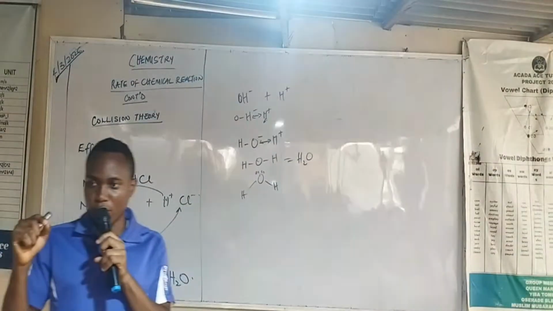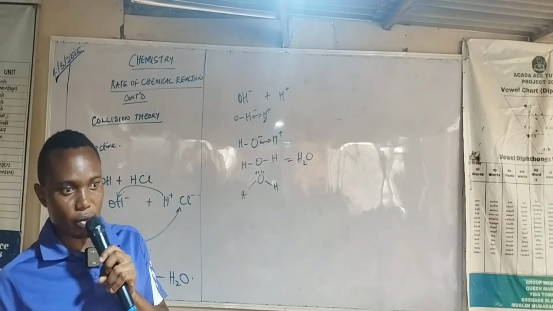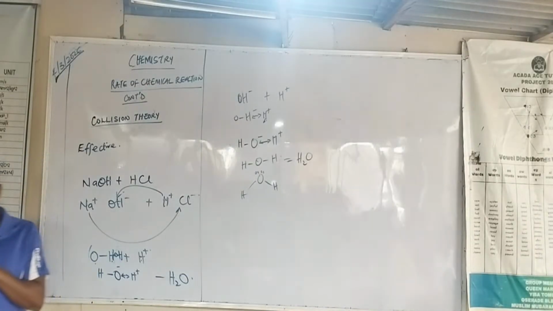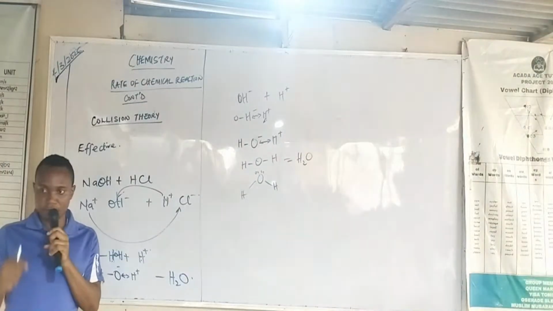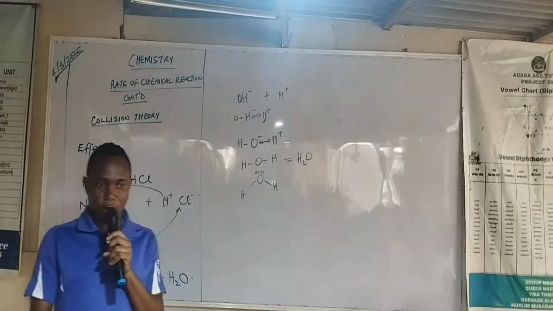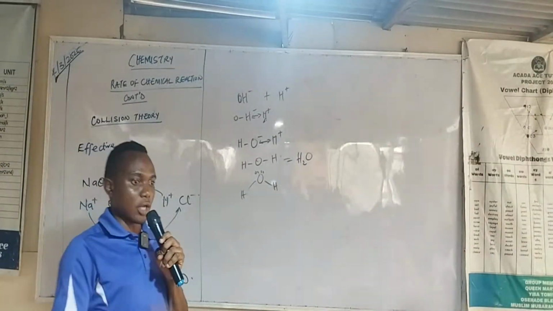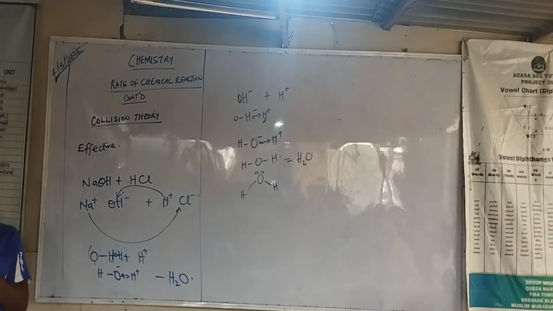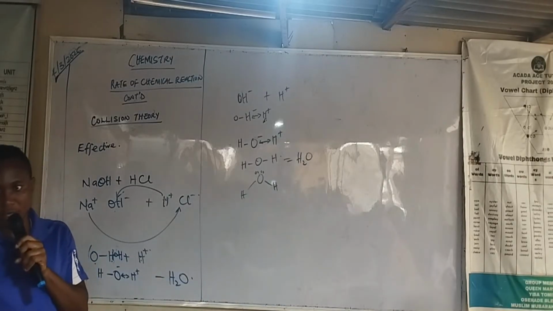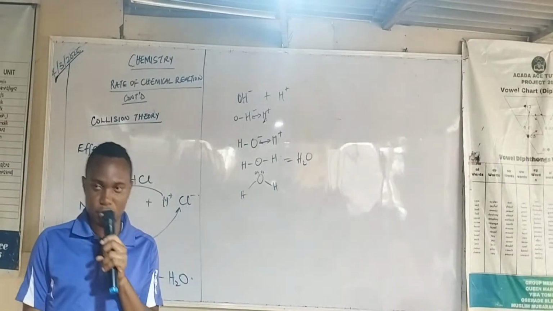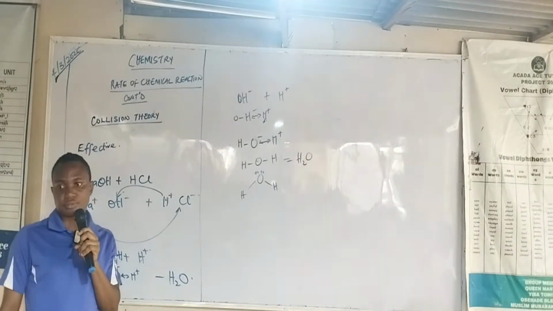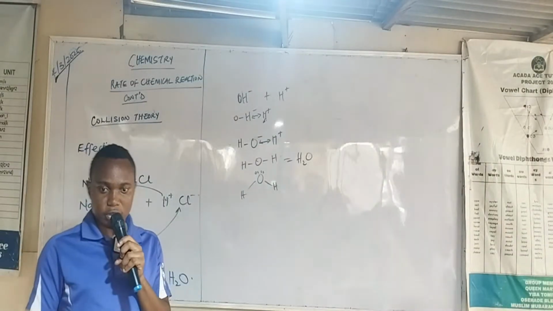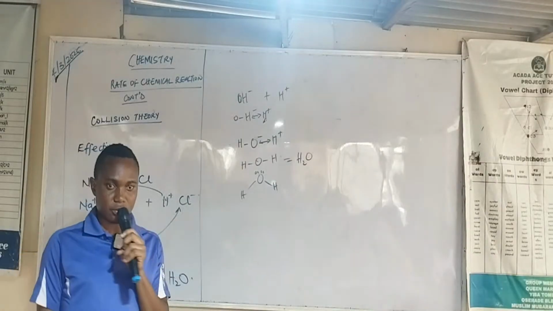Any form of collision that leads to chemical reaction is called what? Effective collision. Any form of collision that leads to chemical reaction is called effective collision. Full stop.